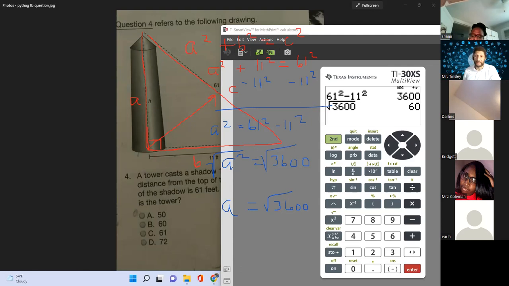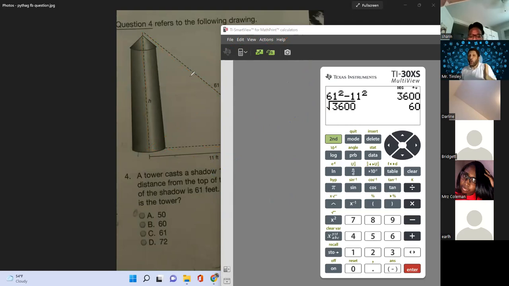Mr. Tinsley, all these formulas, I can't remember them all. What am I supposed to do? Do what Shannon said to do. I'm going to show you again. Watch this. If I know my formula is A squared plus B squared equals C squared, and I have all the answers, all we've got to do is say, okay, watch this. Let me clear it out. I know 61 squared is 3,721.